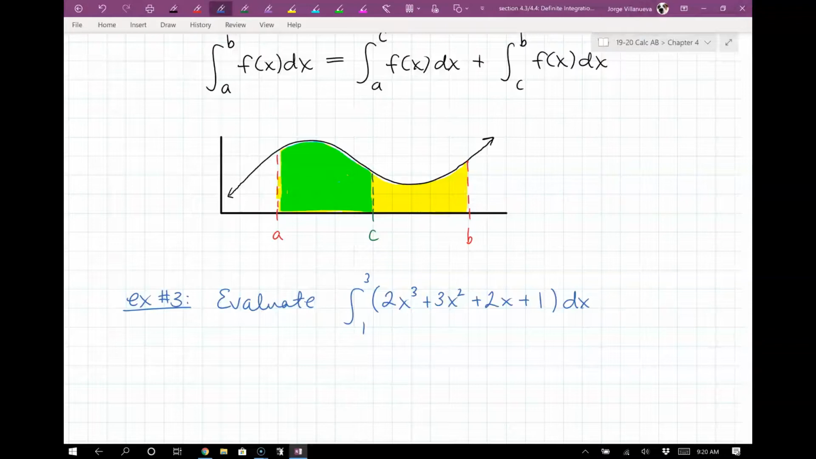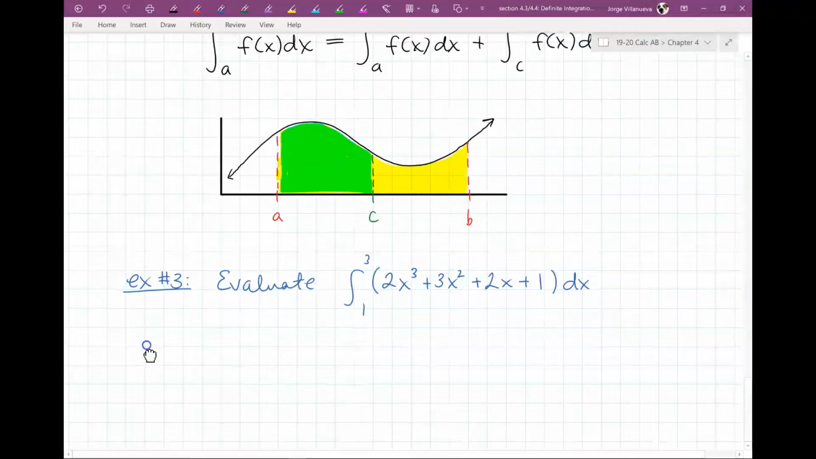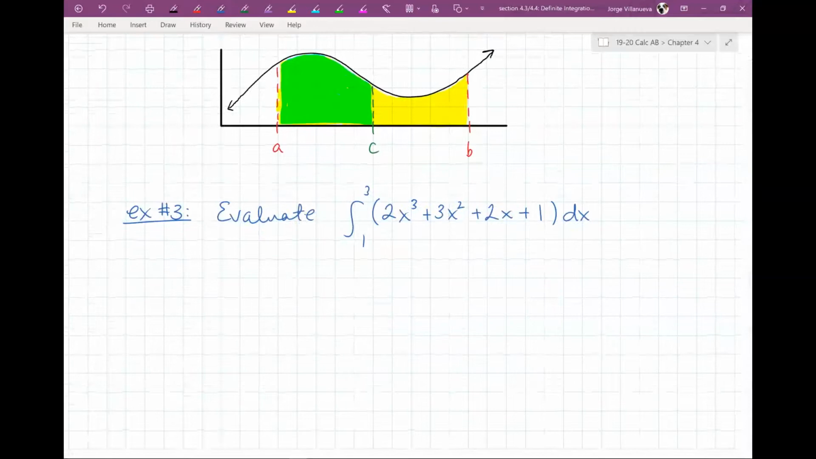So let's see how this one works. All right, so they want us to integrate that big old thing right there. What I'm going to do is start integrating each individual thing. And I'm not going to break it apart, or else I'm going to have 1, 2, 3, 4 different problems. I don't want to do that. Let's just work on this in our head here. What is the integral of 2x cubed? So 2x to the fourth over 2.